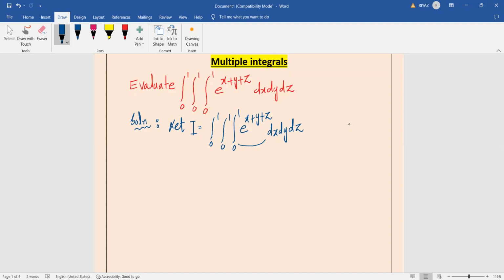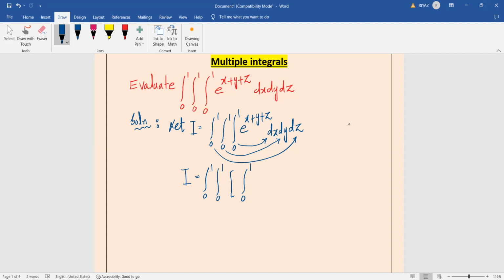This one I am assuming as the limits of x, this one the limits of y, and this last one the limits of z. So I am going to start our integration with respect to x. If you want to mention, you can mention. Otherwise, make a particular region for x. It indicates that you are integrating with respect to x only, e power, 0 to 1.